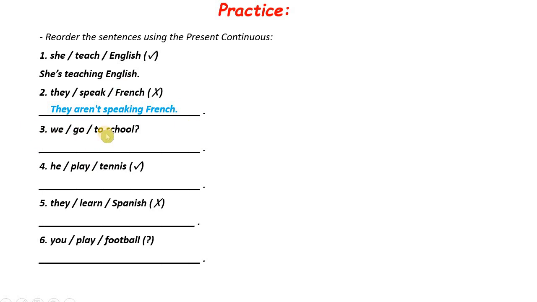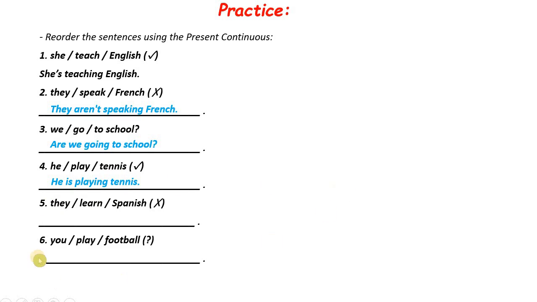Number 3, we go to school. Here, pay attention, we have a question mark, so this is a question, and as I said earlier, we start with the auxiliary in question before the subject. The answer is, are we going to school? Okay, number 4, he play tennis. Affirmative. Here we have the subject. We are going to start with the subject, the auxiliary, the verb with ing form, and the object.